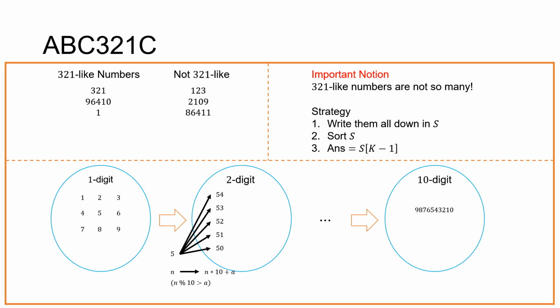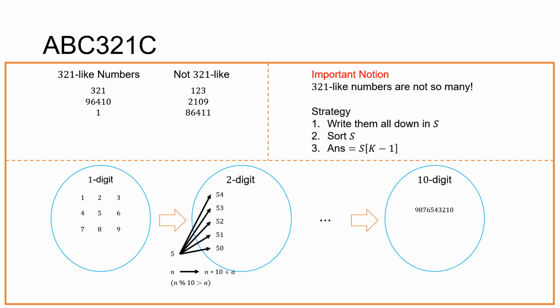How can we solve it? The most important notion is that 321-like numbers are not so many. We've concluded it by guessing the condition of being 321-like numbers is strict. For example, the maximal number is a 10-digit number starting with 9 and ending with 0, and any other 10-digit numbers are not 321-like numbers.